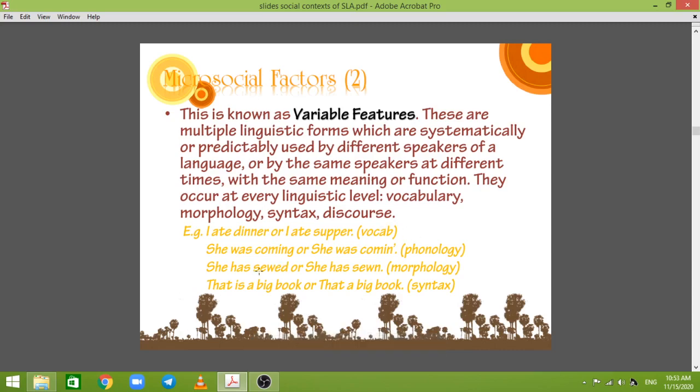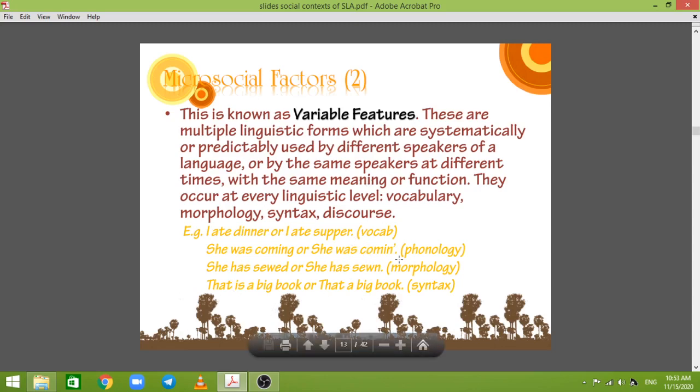Take a look at the following example. I ate dinner or I ate supper. On top of this, there is the switch use of words that can restate each other as synonyms, like the switch use of dinner and supper. So this one is relevant to vocabulary.